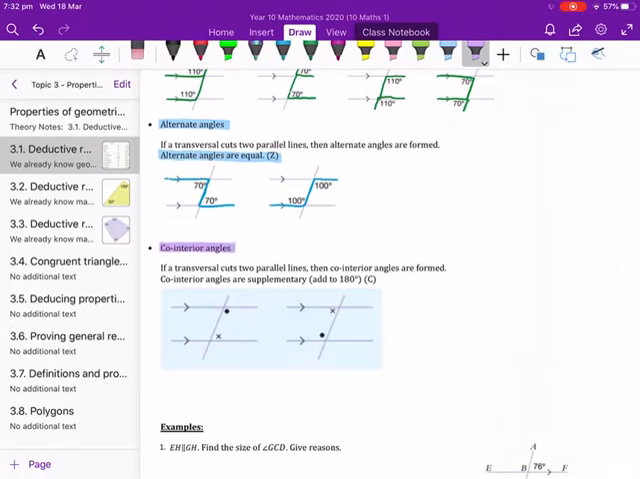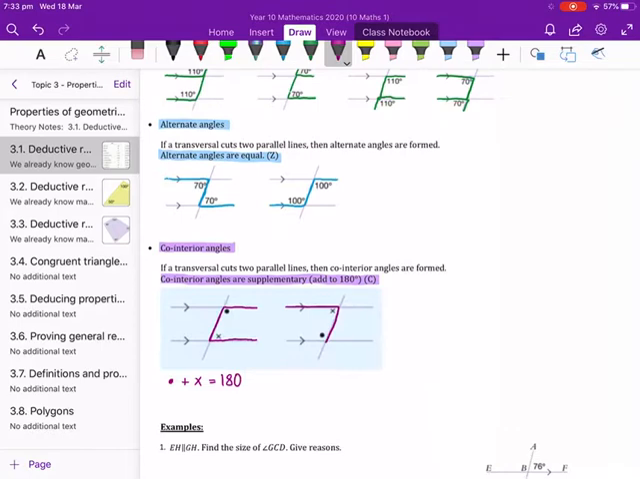Finally, we have co-interior angles with parallel lines. This is our final one. So if a transversal cuts two parallel lines, then the co-interior angles are formed. Co-interior angles are supplementary, which means they add to 180 degrees and they make a C shape. So if I was to go around my first angle, which in this case is a dot, and my second angle, which is an X, it makes this C shape. And we just have that our dot plus our X equals 180.